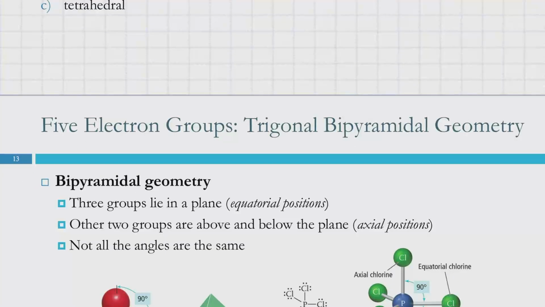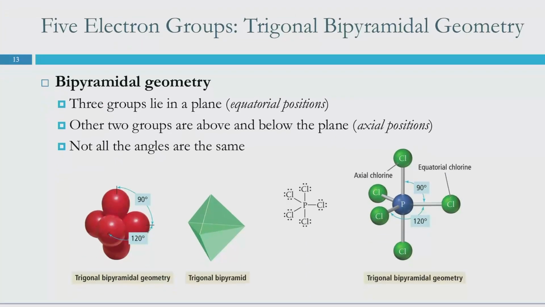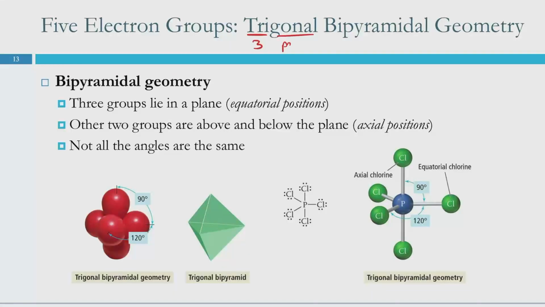couple more shapes. If we have 5 electron groups, this is trigonal bipyramidal geometry. So we're seeing trigonal show up again. Again, I'm pretty sure that this is 3 points. So it's a pyramid with a base with 3 points on it. And then instead of being pyramidal, it's bipyramidal. So 2 pyramids. Pyramidal just meaning it's a pyramid.